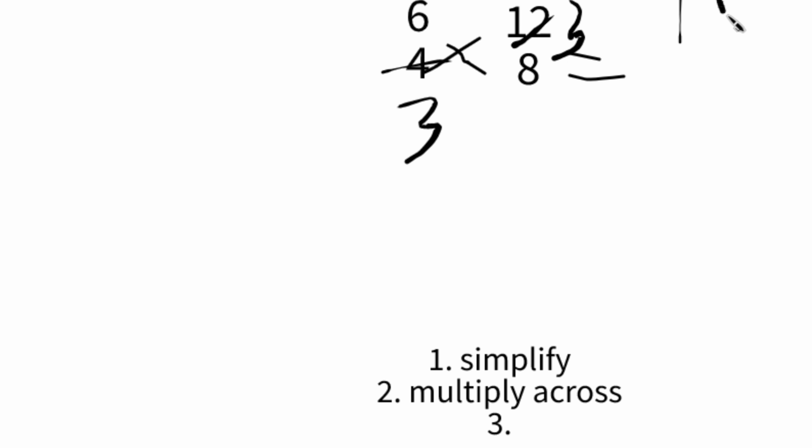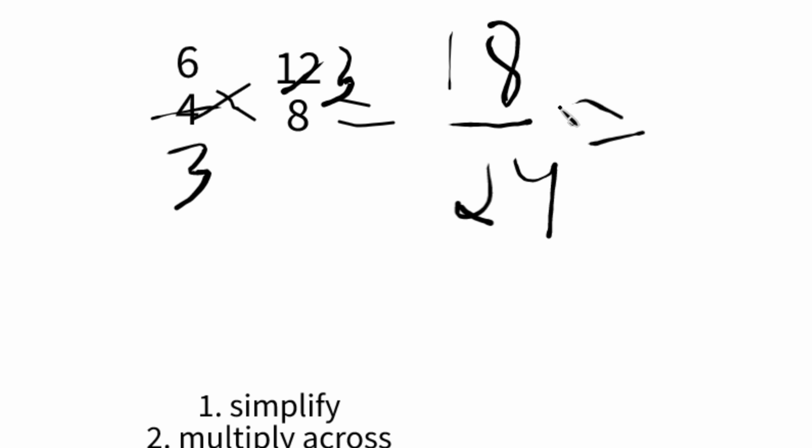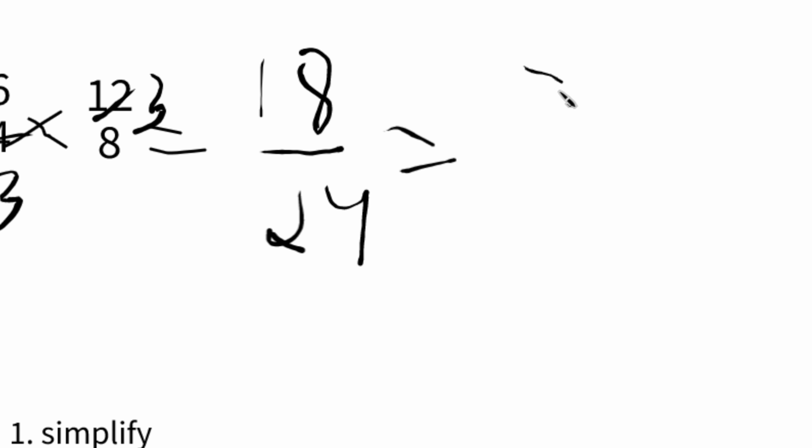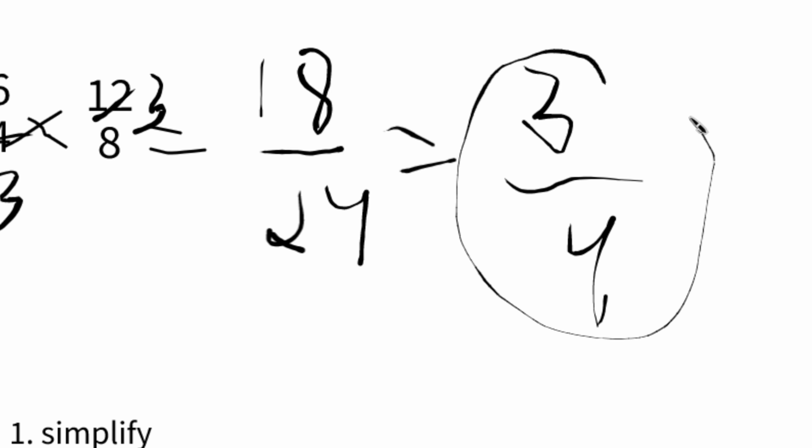Now let's try answering it. 6 times 3 is 18. 3 times 8 is 24. Then we want 18 divided by 6, which is 3, and then 24 divided by 6, which is 4. Our final answer is 3 over 4.